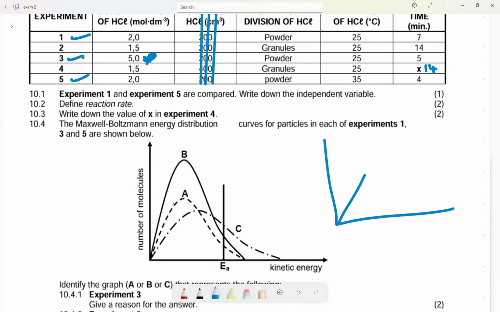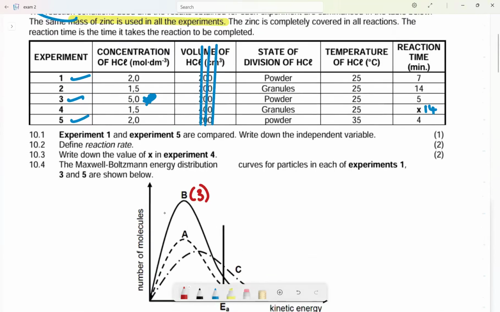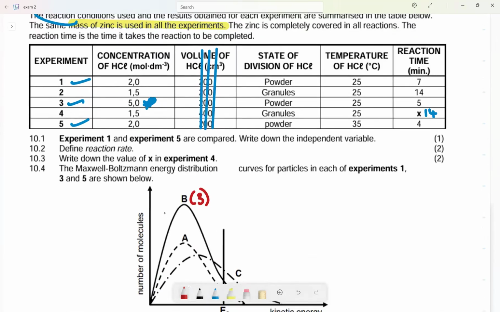Remember the concentration, it is like this. If I increase the concentration, it will be like that. Okay, so I want to believe that this one, it is experiment 3. Why? Because it has the highest concentration. Can you see that? Then let's compare another thing again. Can you see they are all powders, right?